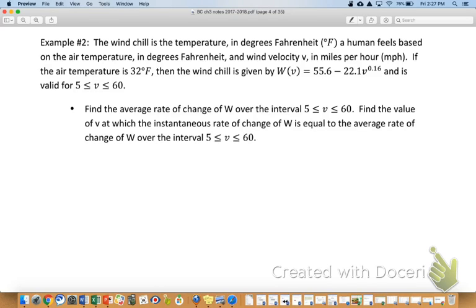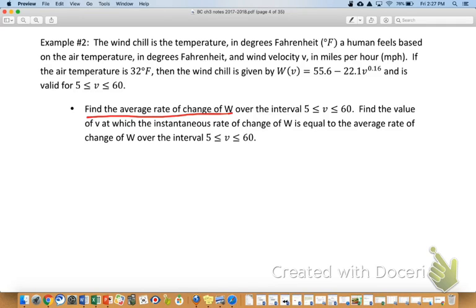So you get this wind chill situation. It gives you this lovely equation expressing the wind chill in terms of velocity. And then it asks us to find the average rate of change of W. This phrase sometimes will really be a struggle for folks. When you're asked to find the average rate of change of something, like in this case W, what are we finding? What would be another way to put it?